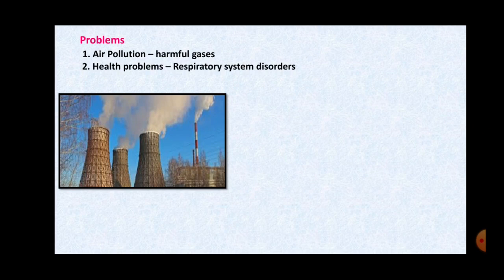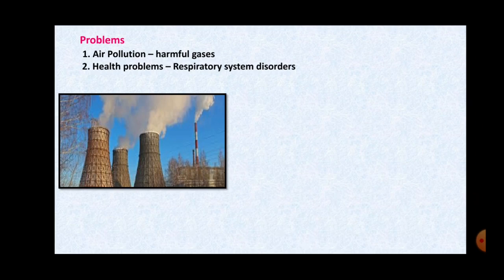Second one is health problems. Now, air pollution has taken place. What do we respire? What do the plants respire? What do the animals respire? They take in air, that is oxygen, and they give out carbon dioxide. Now, when these harmful gases are present in the air, definitely when we inhale air, it will contain these harmful gases. And which system will be affected? Yes, it is the respiratory system, right?